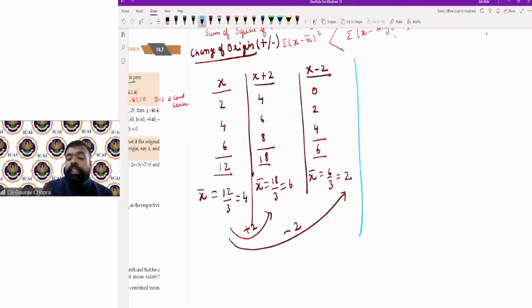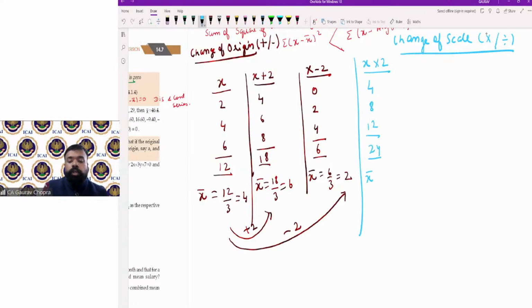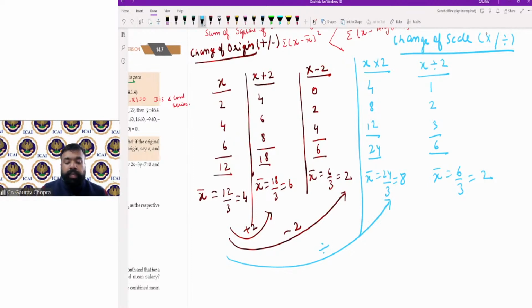Similarly, if you see change of scale, change of scale means multiply or divide. अब आपने पूरी सीरीज को एक पर्टिकुलर नंबर से मल्टीप्लाई किया है या फिर डिवाइड किया है. So let's take x multiply by 2. Series will become 4, 8, and 12. Total is 24. So x bar will be 24 by 3, that is 8. And x divided by 2. So 2 by 2 is 1, 4 by 2 is 2, 6 by 2 is 3. So what is the result? 2. So if you are multiplying by 2, arithmetic mean will get multiplied by 2. And if you are dividing by 2, arithmetic mean will get divided by 2.